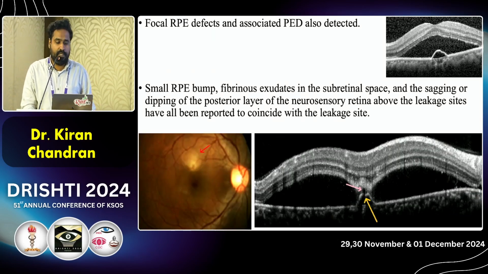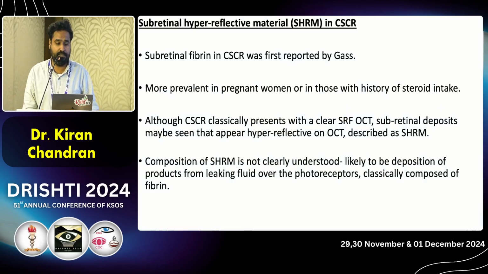Associated findings of CSCR can also happen in the form of small PED, like serous PED. And over here, what you see is the sagging or dipping of the posterior neurosensory retina. There is a small RPE rip exactly over here, with a fibrinous material covering it, and an appearance of a vacuole sign. These are sites of fluid egress in CSCR. When you do an FFA, you get a leak corresponding to this region.